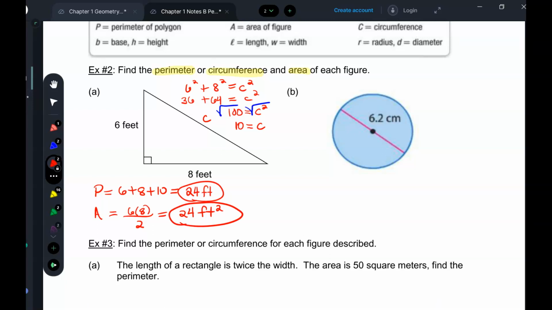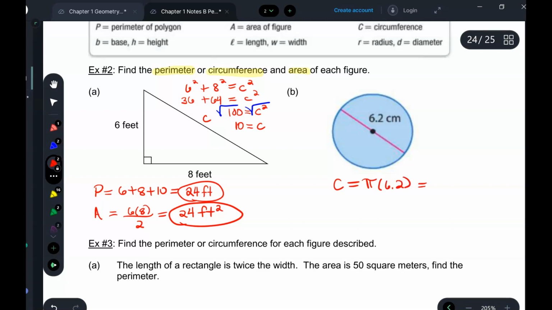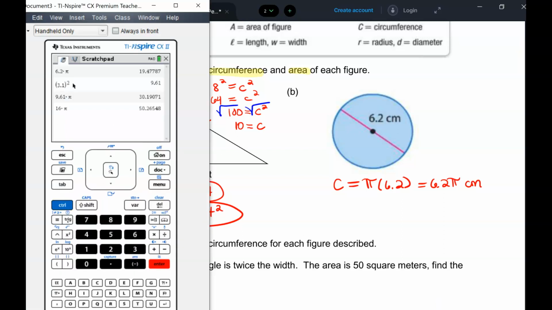Okay, good. And then this one has a circumference, pi times diameter. So we can just leave it as 6.2 pi centimeters, or on your calculator, don't you do radius squared?